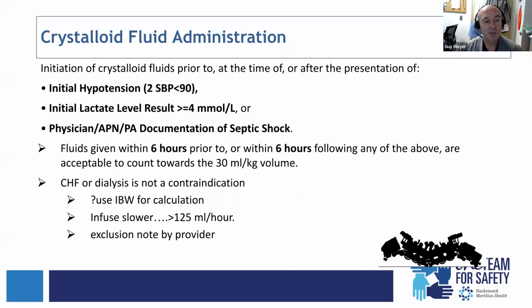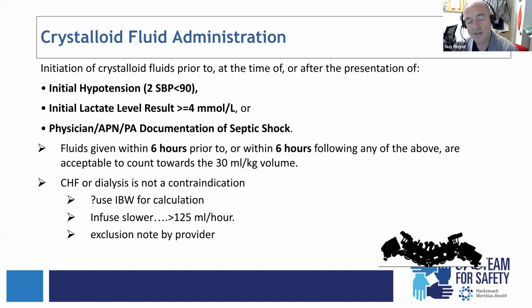So crystalloid fluid administration. So initiation of crystalloid fluids prior, at the time of, or after the presentation of initial hypotension, which you talked about, that should take the blood pressure times 2 and the systolic is less than 90. They've got that elevated lactic acid greater than 4. And then the physician, APN or PA, documents septic shock in that patient's chart. So fluids given within 6 hours prior to or within the 6 hours following any of the above are acceptable to count towards that total fluid volume of 30 mLs per kilogram.